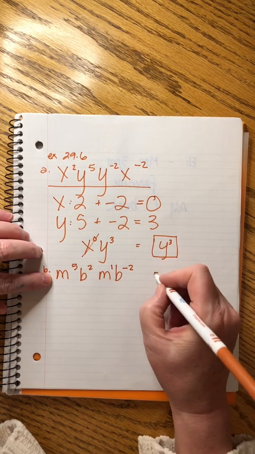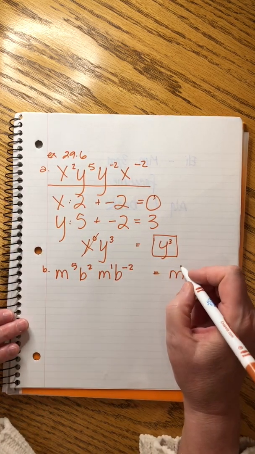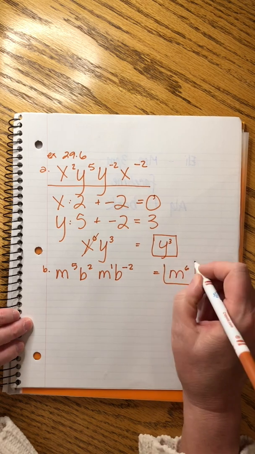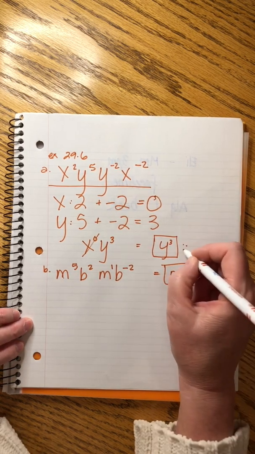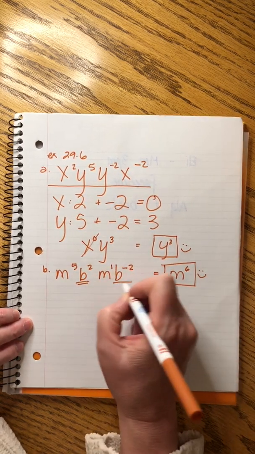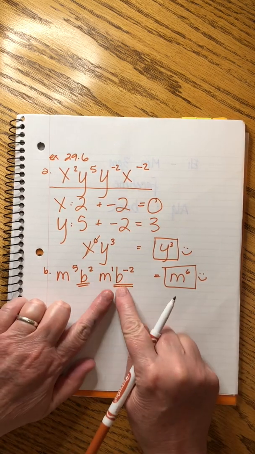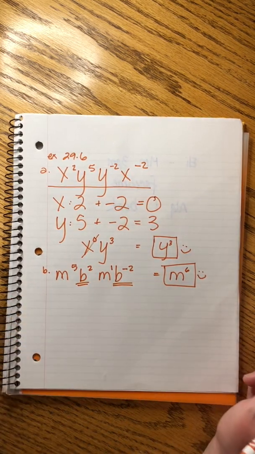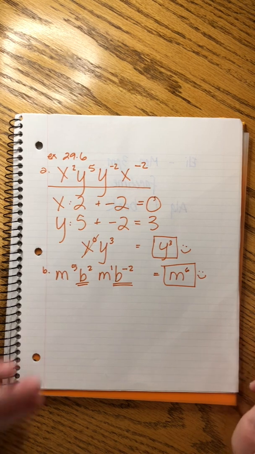M to the 6th, right? 1 plus 5. So that's our final answer, right? Because the b's add up to b to the 0. B to the 0 equals 1. Don't even have to write it down.